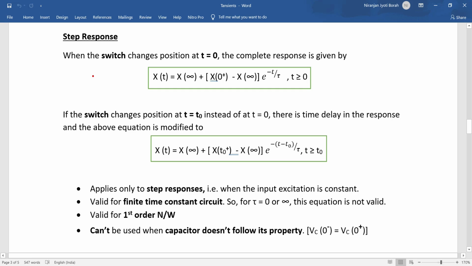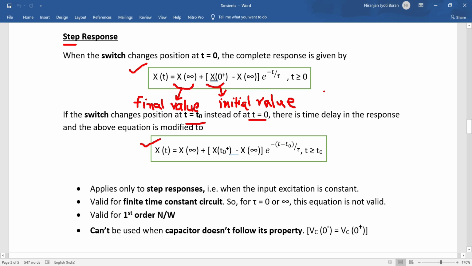Whichever way we look at it, the complete response for step input excitation is given by this equation, where x of 0 is the initial value and x of infinity is the final value. If the analysis is such that the switch changes its position at a different instant of time instead of t equals 0, then the response will be modified as shown.